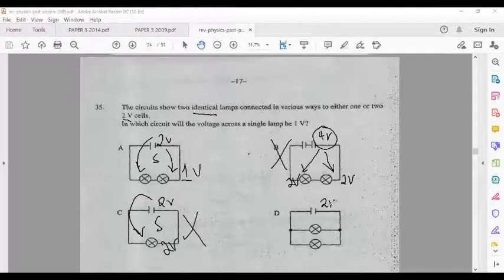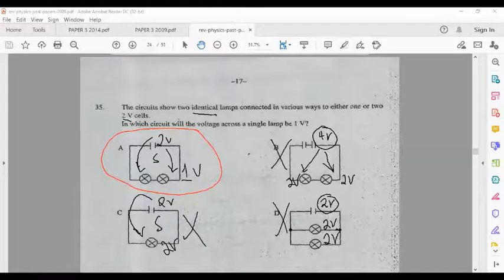And finally, we have a parallel circuit. And in a parallel circuit, both of these lamps will get the same voltage equal to the source voltage. So they will each get 2 volts. So D is not our answer. So we got it right the first time, but it's very important that you are able to troubleshoot why the answer is correct.